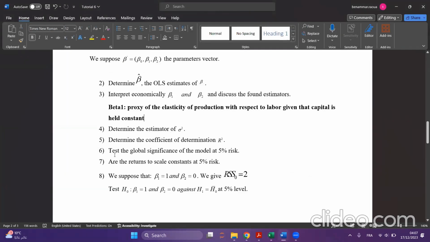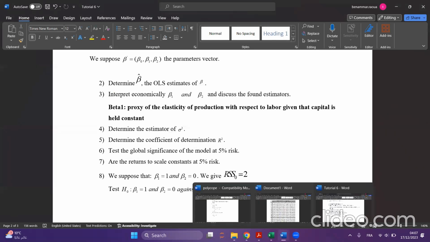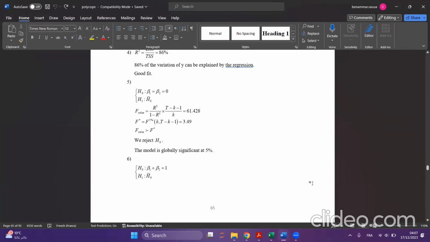Next question is to test the global significance of the model at 5% risk. What this means is that we are testing the hypothesis that beta 1 and beta 2 are both equal to 0. The alternative here is that at least one of them is different from 0. So the model hence has some explanatory power.